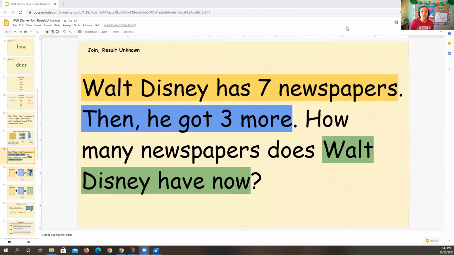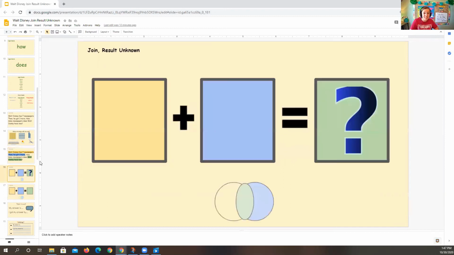Okay, problem solvers. So you just figured out the answer to your problem. You communicated what your answer was. And then you guys got to figure out together what the correct answer was. So let's take a look at the problem. Walt Disney has 7 newspapers. Then he got 3 more. How many newspapers does Walt Disney have now?